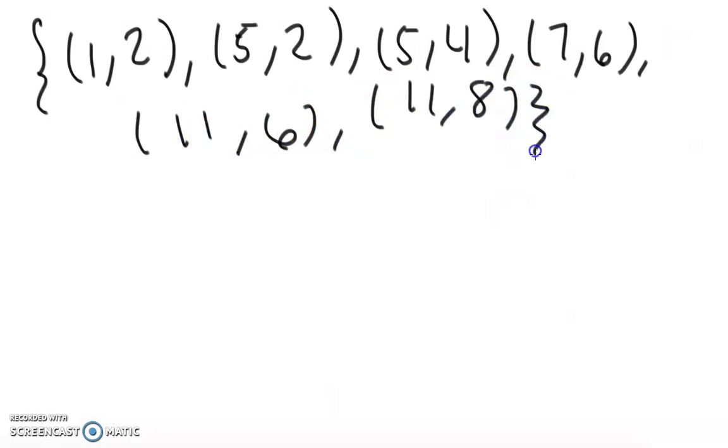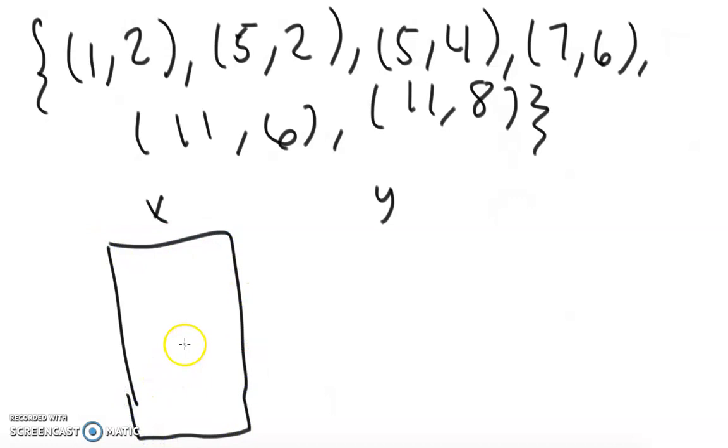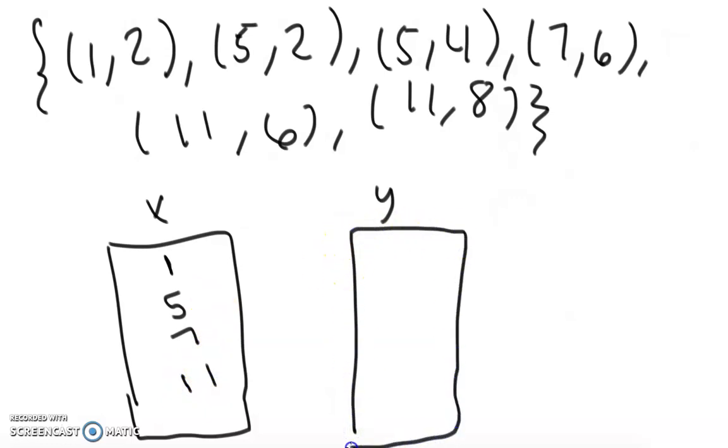Okay, cool. These are the numbers. Same thing, X and Y. So there's a 1. There's a 5 two times, so we're just going to leave the 5 as one value. 7 and 11 also appear two times. Now on this side, there is a 2, a 4, a 6, and an 8.